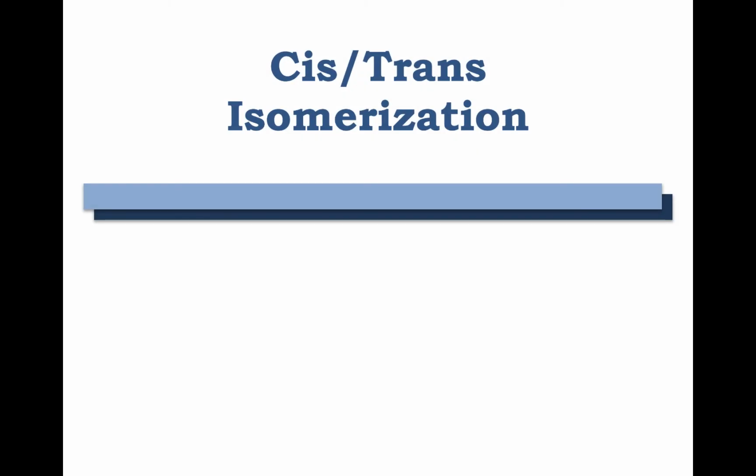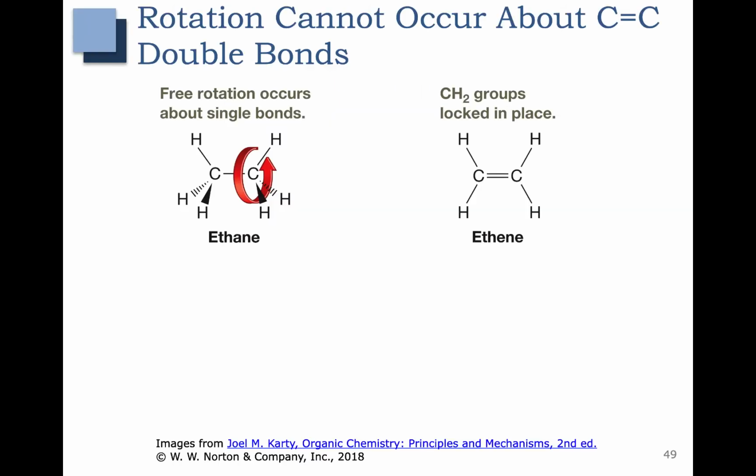In this video, we're going to do a quick introduction to Cis Trans Isomerization. In an sp3 hybridized carbon, which has single bonds, you have freedom of rotation. That means if you were to build a model of ethane, you could rotate those hydrogens around. However, in ethene, which has sp2 hybridized carbons, those hydrogens are now locked in place, and you cannot rotate this hydrogen to where this hydrogen is.